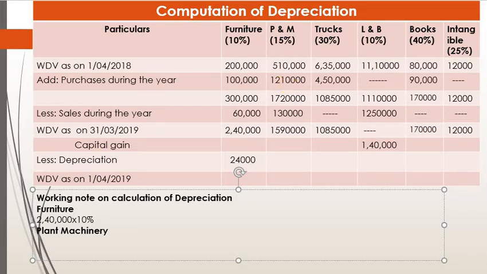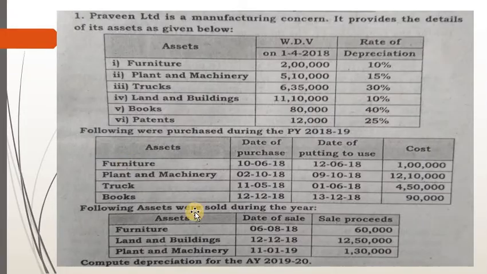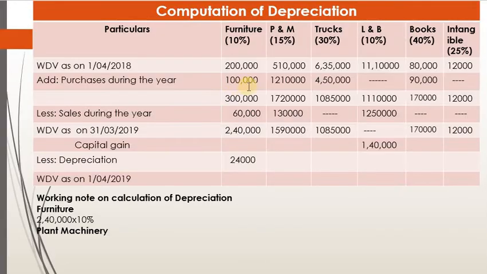Now let's see when it was purchased. So plant and machinery is purchased on 2/10/2018. This is the date of purchase, but when it was put to use, it is from 9/10/2018. If we calculate from 9/10/2018 to 31st March 2019, it is less than 180 days. So that means on the value 12,10,000 we should provide only half of the depreciation. So let's calculate.